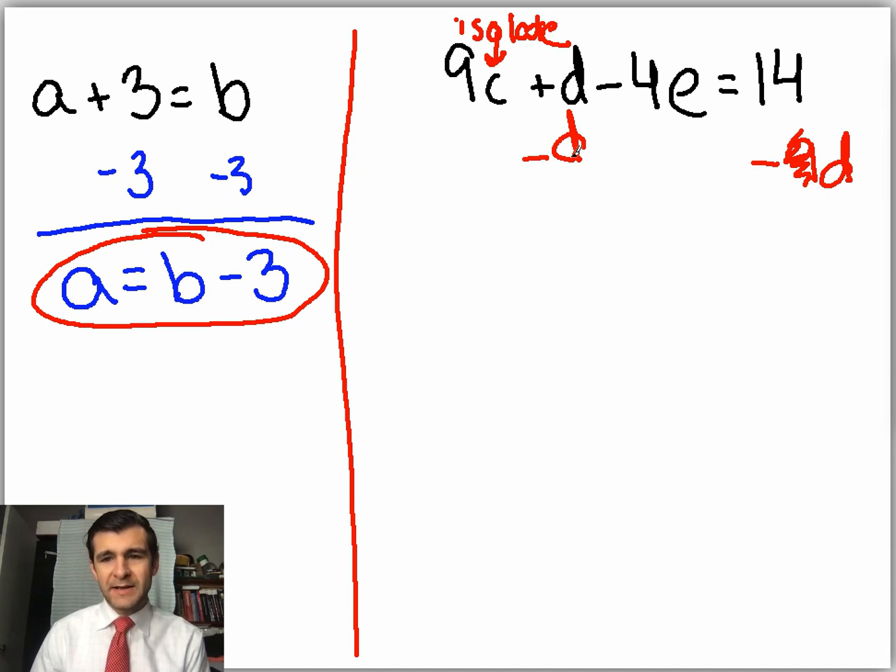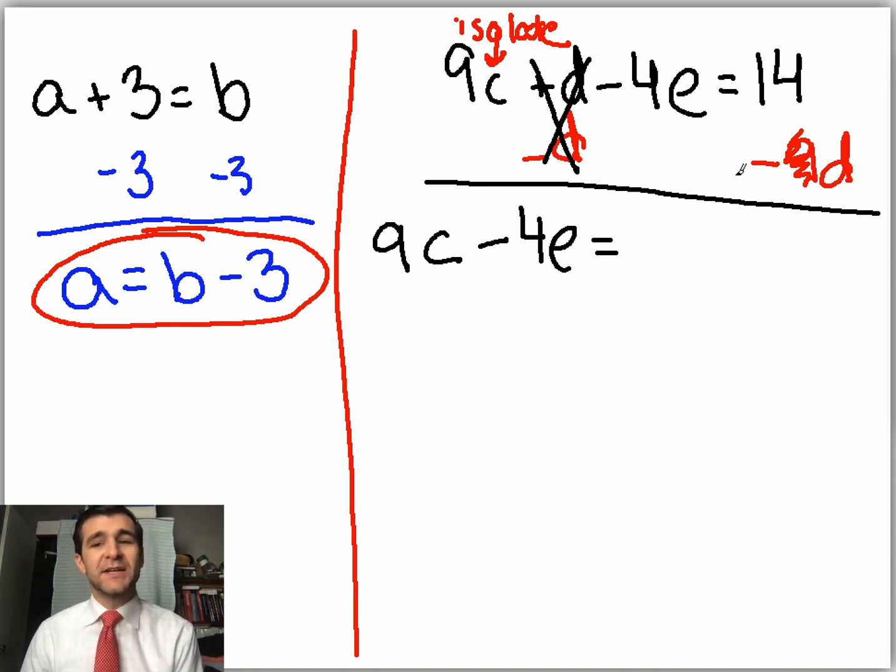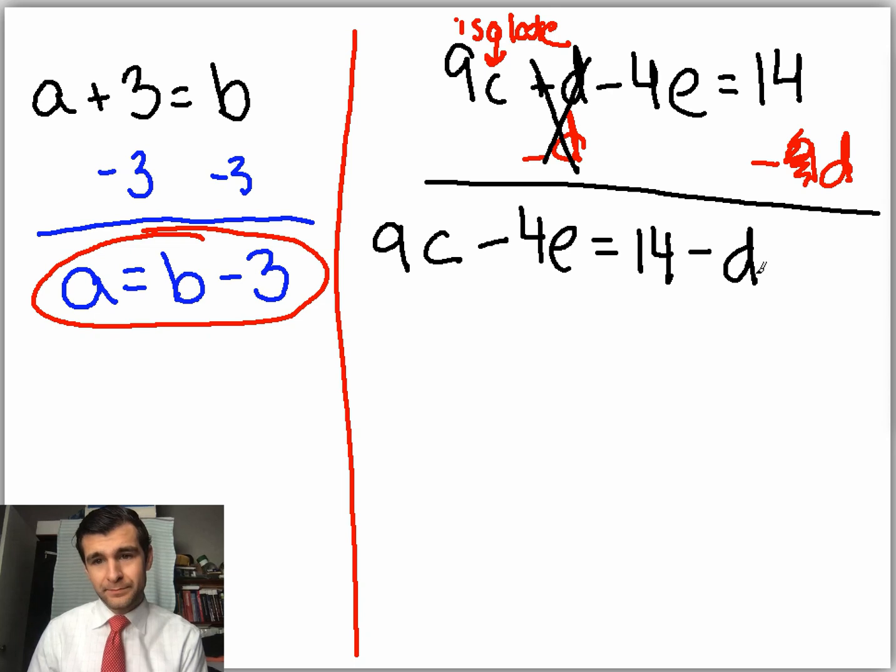Okay, so minus d, let's rewrite what we have right now. 9c, because I didn't touch that part, and then the d's will cancel out. Okay, I still have a minus 4e, so that can drop down. And then 14 and minus d, I actually can't combine those, so the best thing I can do right now is just write 14 minus d.